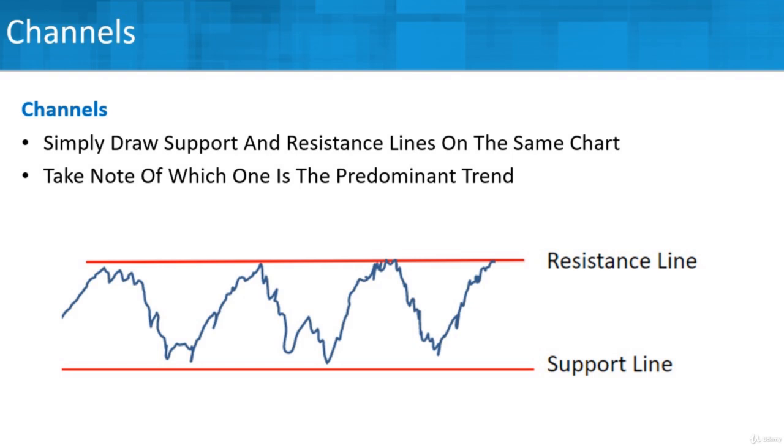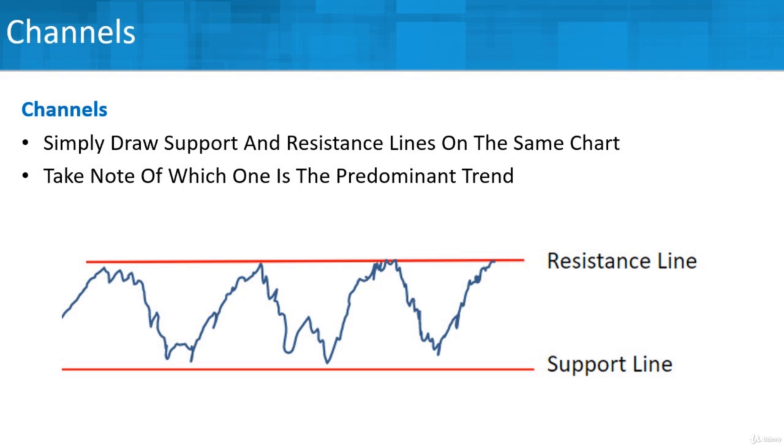When we were doing downtrends, we were connecting things. When we were doing uptrends, we were connecting things. We're now putting those support and resistance lines on the same chart. And one thing when you're doing this, you want to take note of which one is the predominant trend, right? So we're not looking at things that are not trending. We're trying to get some definite patterns here. And if there was a predominant trend coming into our channel, like an uptrend or a downtrend, we want to take note of that.